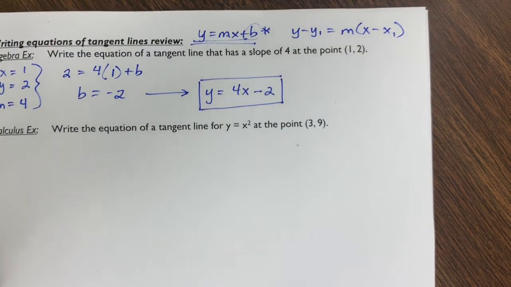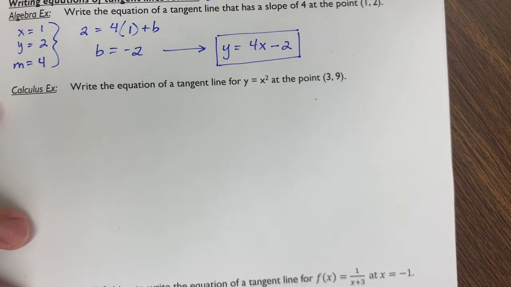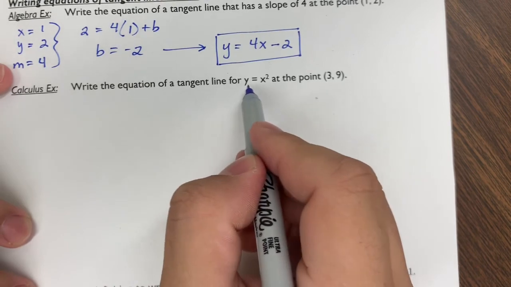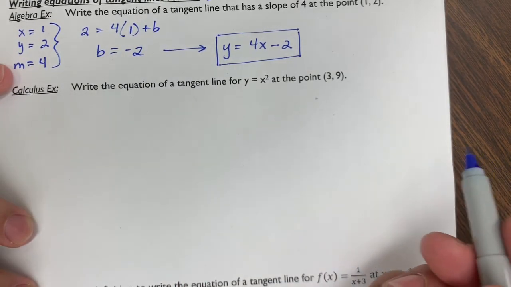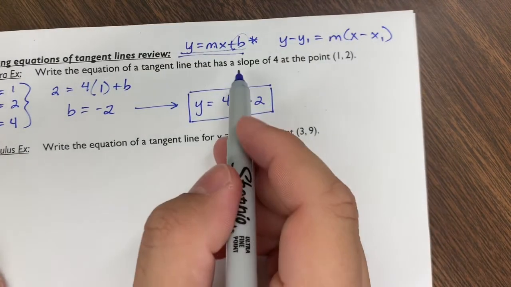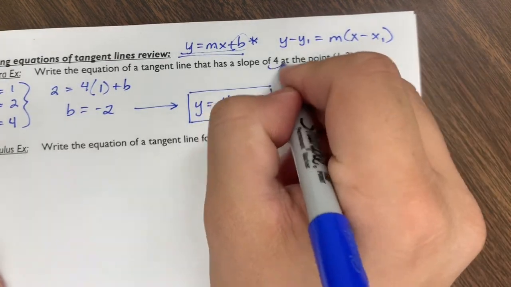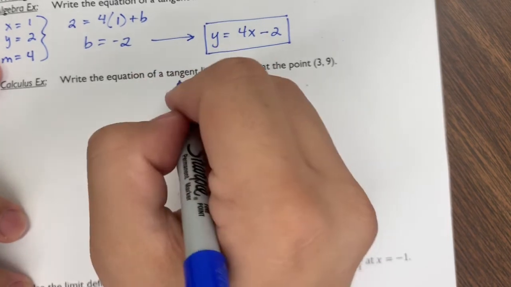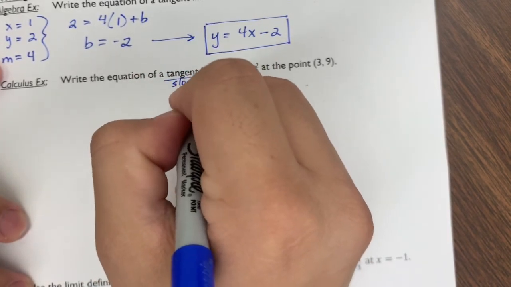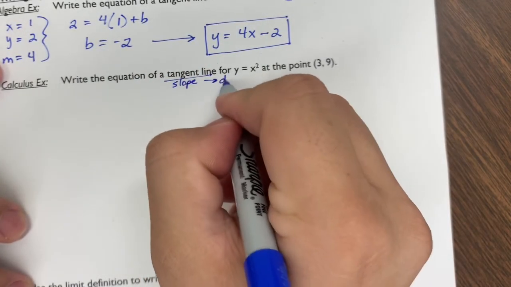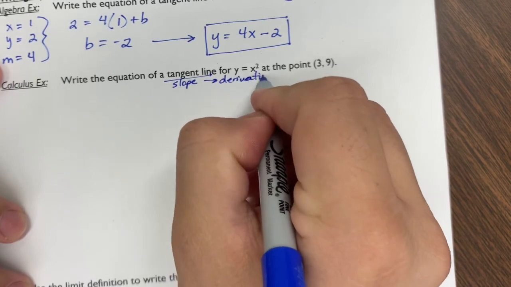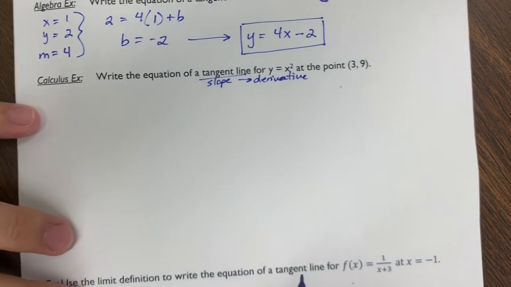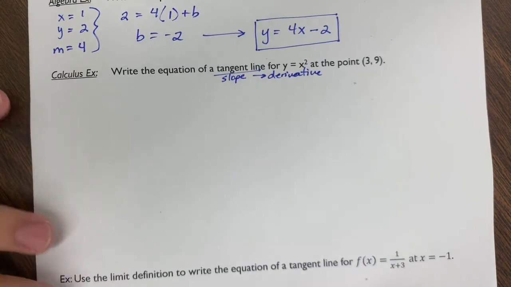And to tie this into what we're actually doing in calculus, if they ask you to write the equation of a tangent line for a function at a point, up here we were given the point, but we had to determine what the slope is. If we want to know the slope of the tangent line, we have to take the derivative of this function. For now, we're going to do this the long way with the definition of a derivative.